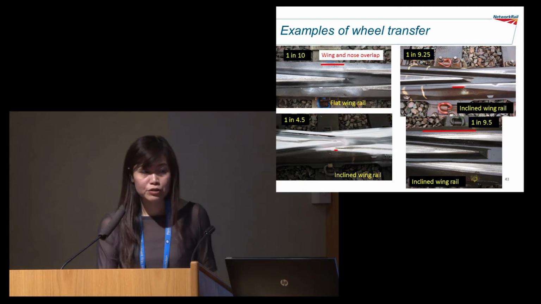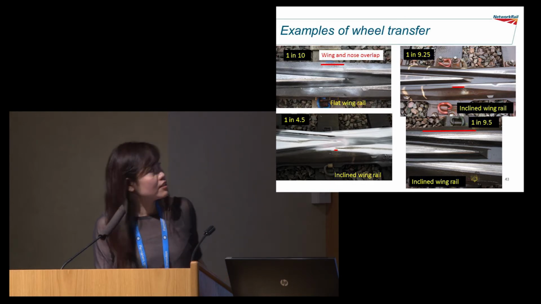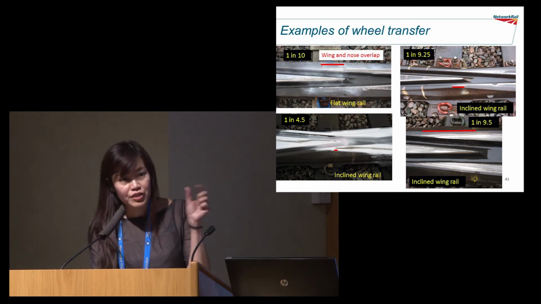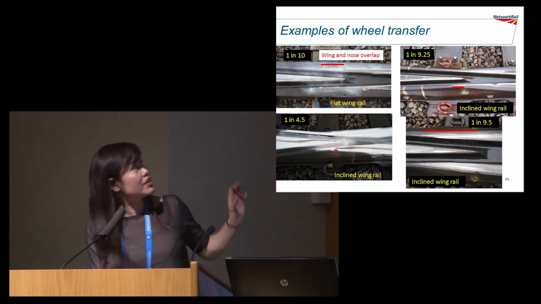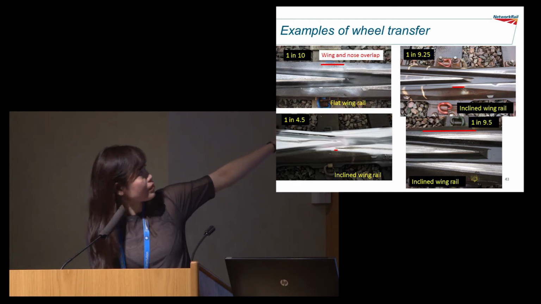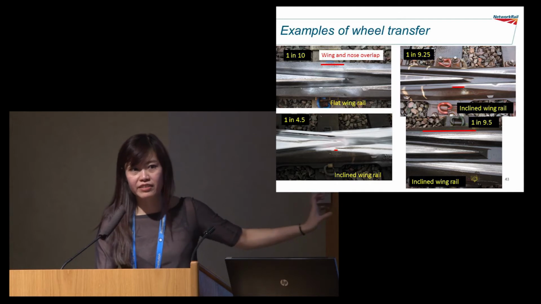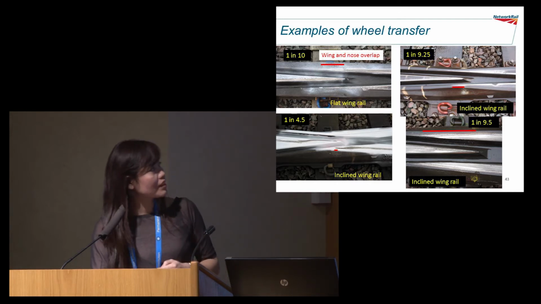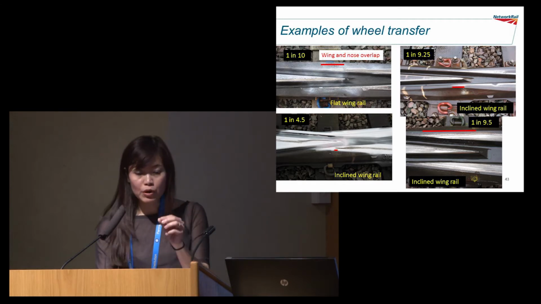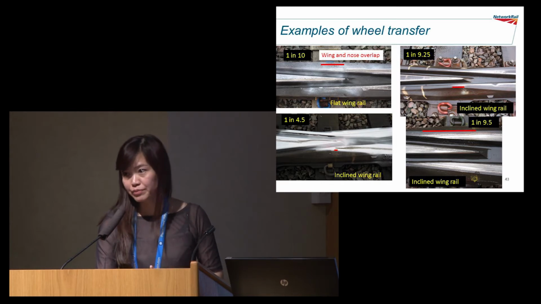So, examples of wheel transfer. These are sites that I've been to, spraying paint and so on to see what's going on. The red line shows the overlap between the transfer of the nose and the wing. You can see that this is the 1 in 4.5. The transfer is almost immediate to the nose. So the nose, where it's very, very thin, is bearing all the weight of the wheel.